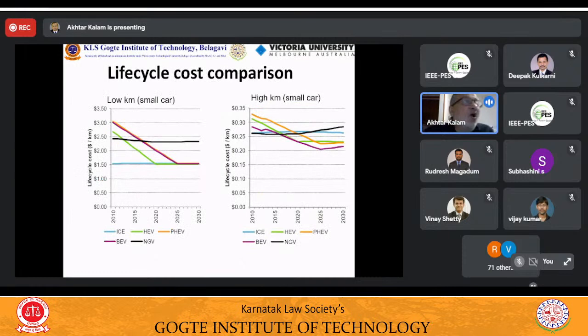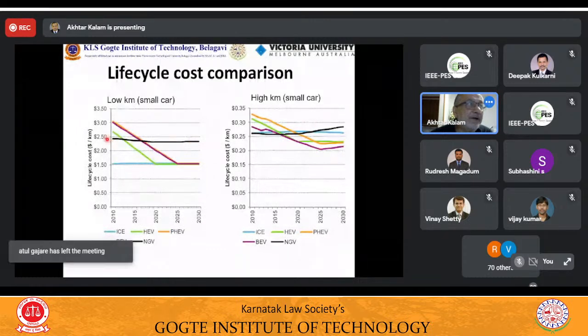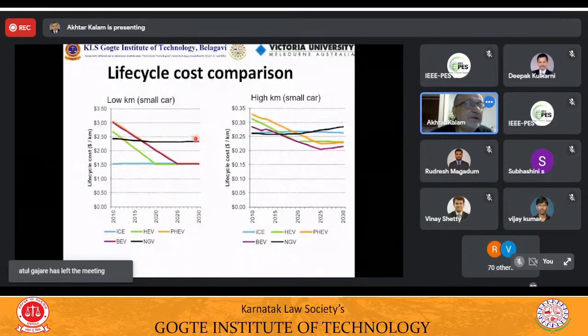Now the life cycle cost. I'm comparing the ICE to hybrid, to plug-in hybrid, to battery, to the natural gas. If you are looking at a low kilometer small car, this is your gas price. You know, the LNG, the LPG that you think is very good, which is horrible, I must tell you. This is the price. This is how the life cycle price is. And it's a small car, okay?